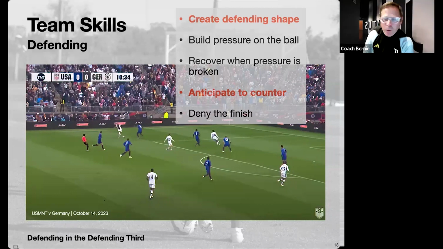Somebody else, who is the cover player for the 2 right now? Here's the 2. He's the pressure player. Who's his cover player?